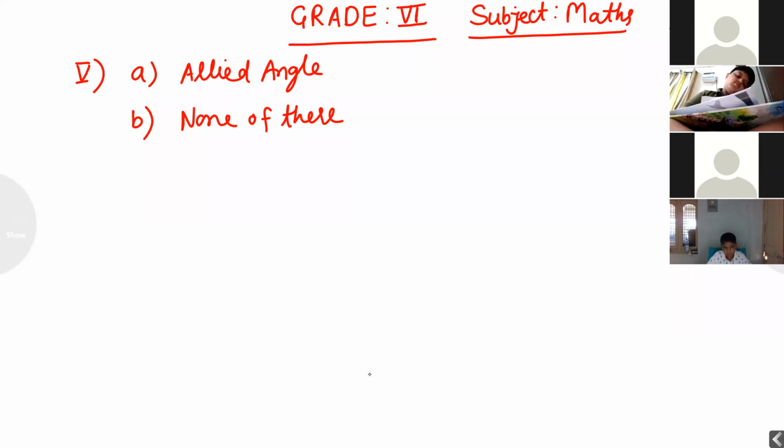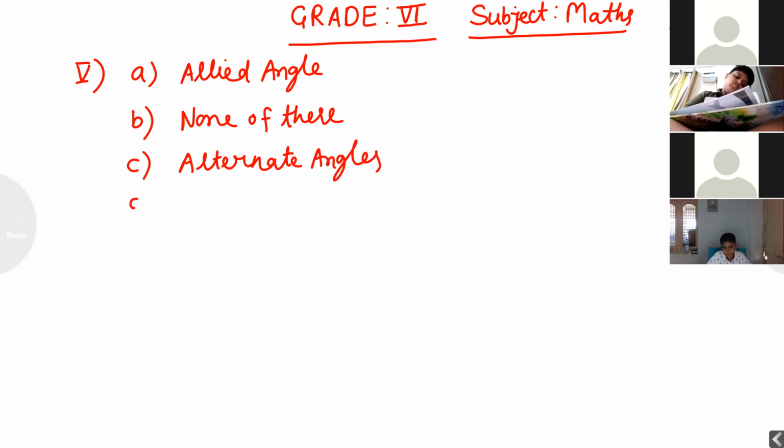C question, angle 4 and 5. Angle 4 and 5 is forming a Z shape, that is called alternate angles.